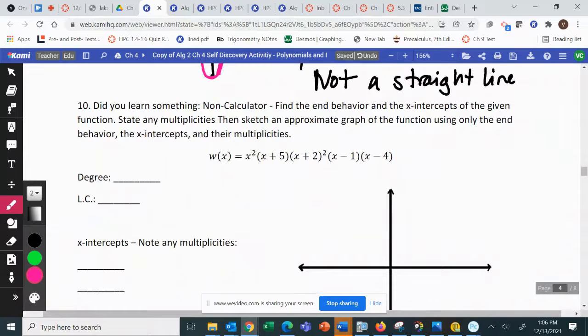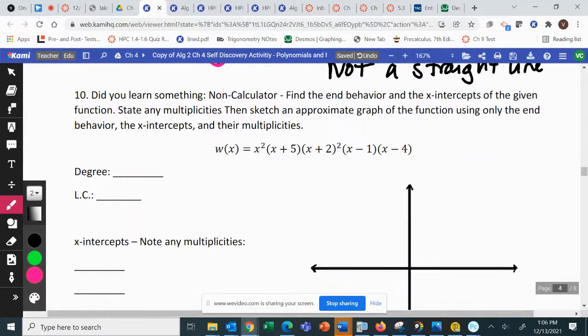All right, then question 10 is, did you learn something? Non-calculator. Find the end behavior and the x-intercepts of the given function. State any multiplicities, then sketch an approximate graph of the function using only the end behavior, x-intercepts, and their multiplicities. So the first thing we need to do is find the degree. This is a completely different question than the first 9. We need to find the degree.